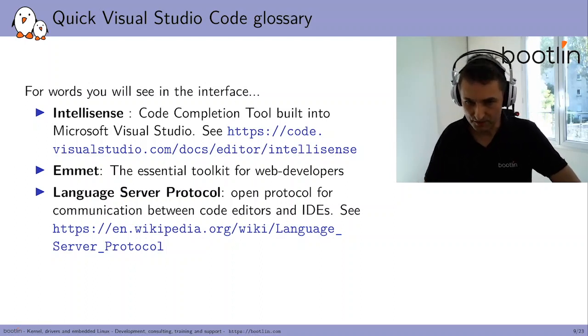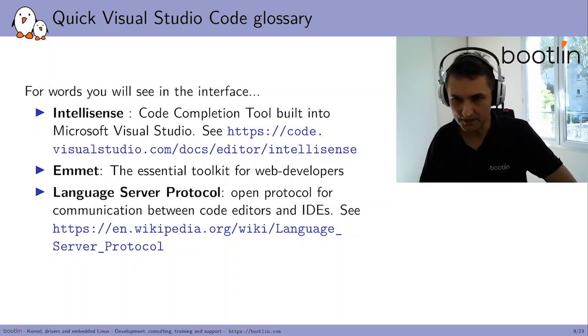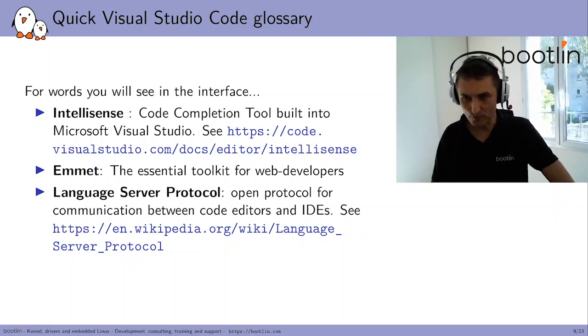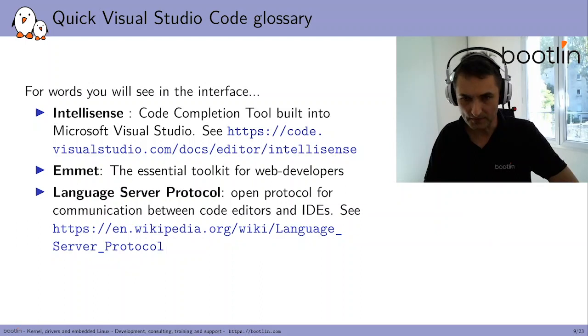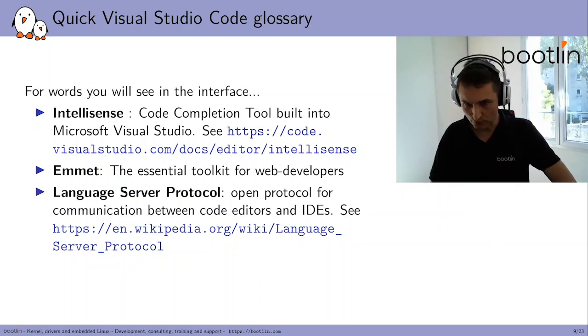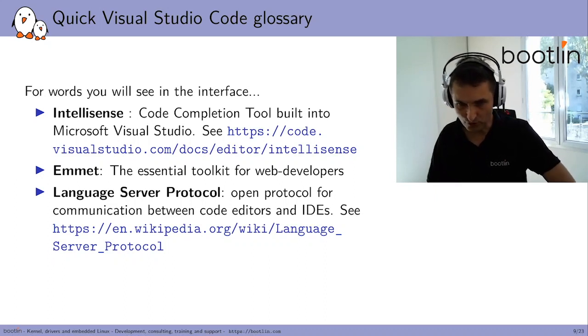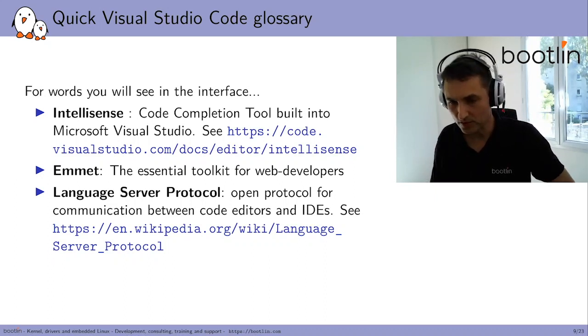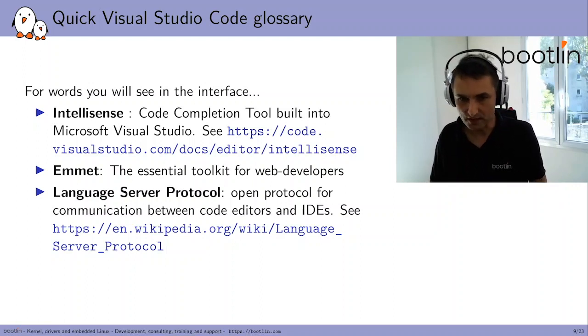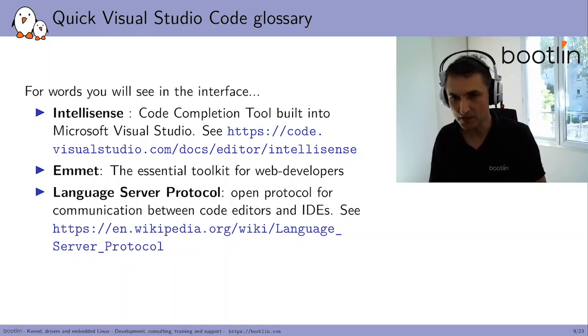Another one is Emmet, but it's shown in the interface, but apparently it's for web developers, so that's not for us here. And the last one I wanted to mention is the Language Server Protocol, which is a generic open protocol for communication between code editors and IDEs, so that when there's a new language to support, you don't have to create a new communication scheme between the IDE and the editor. Wikipedia has a page worth checking about that.